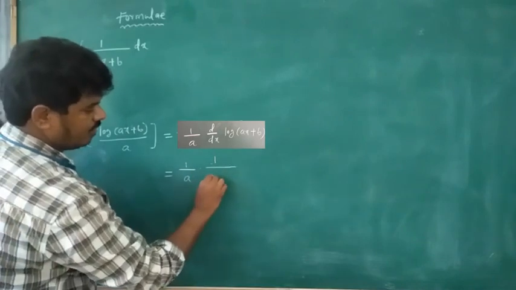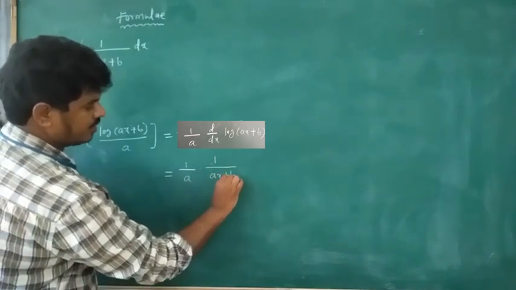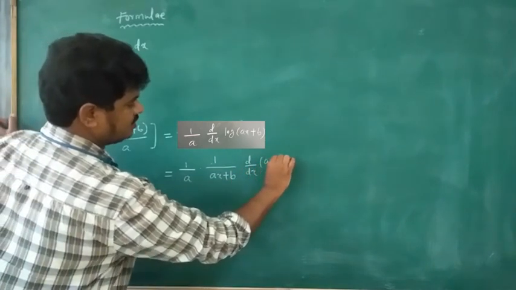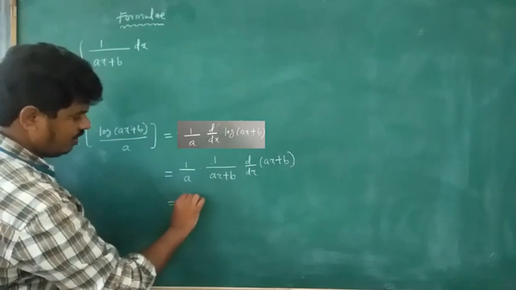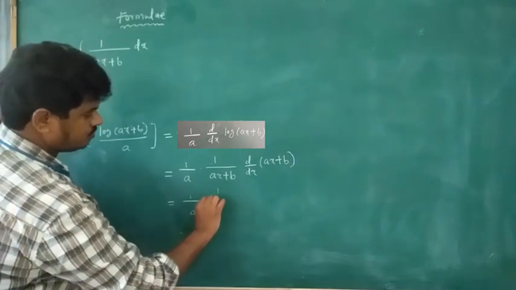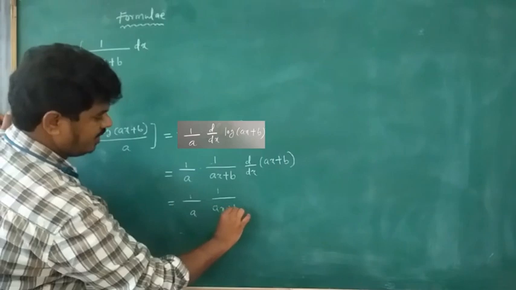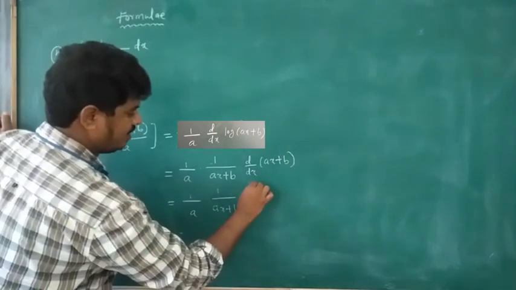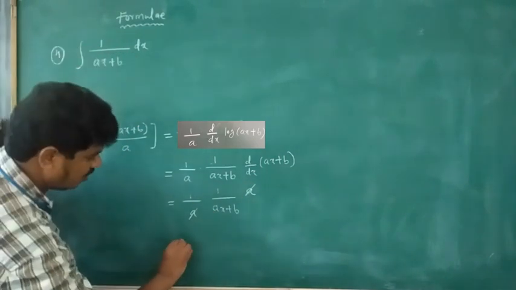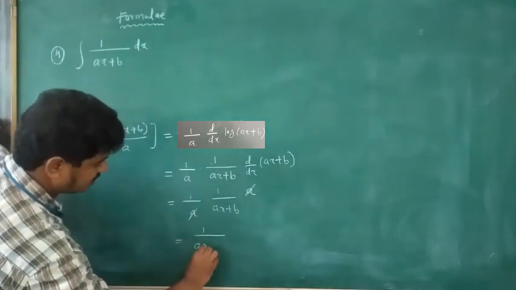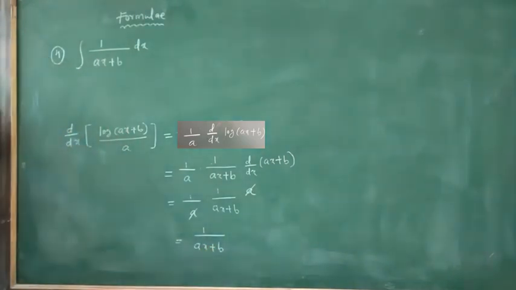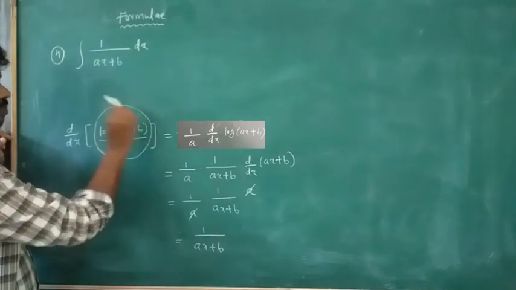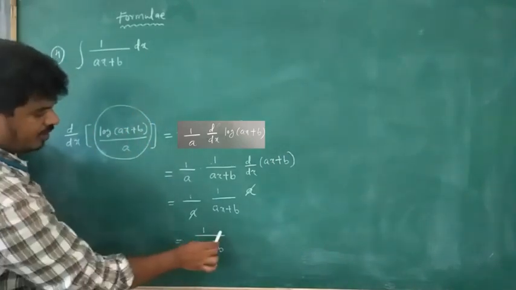That is 1 by ax plus b into d by dx of ax plus b, that is equal to 1 by a into 1 by ax plus b into the derivative of ax plus b, which is a. By cancelling this a, what will we get? 1 by ax plus b.